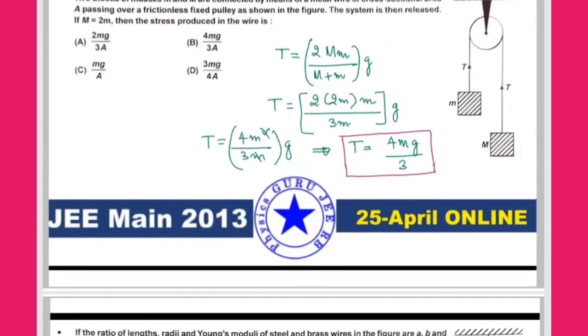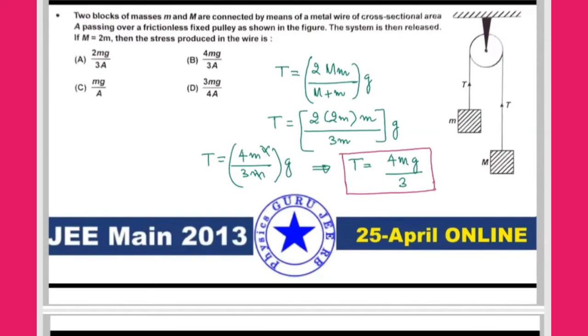Now what do we require to calculate here? We want to calculate stress. How to calculate stress? Stress is nothing but tension divided by area. Tension we already got; tension here is the force in the string. Now stress equals tension, which is 4mg divided by 3A. Hope this is clear to you, right? So what is the correct option here? We are getting B as the correct answer, right?